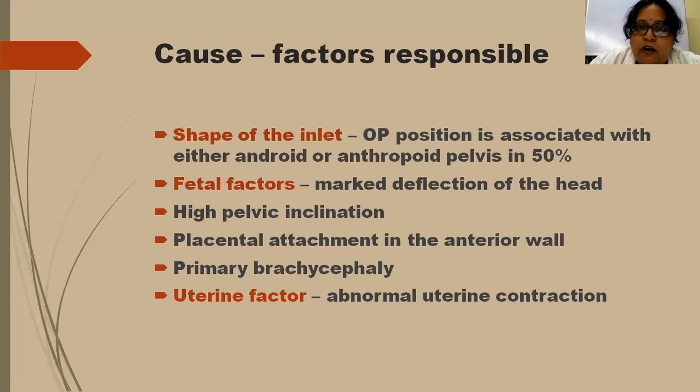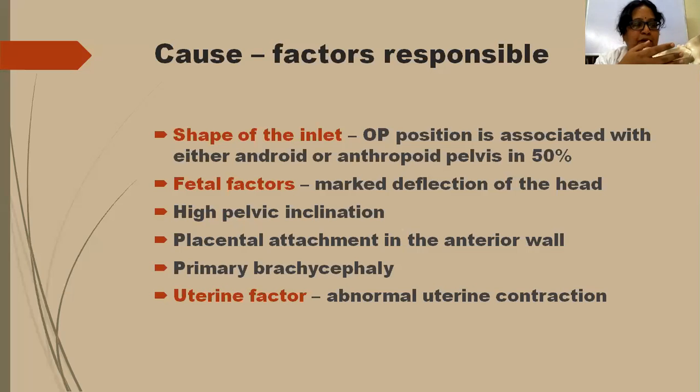So what are the factors responsible for the occipito-posterior position? The first is the shape of the inlet. If the shape of the inlet is either android or anthropoid, then it is 50% more common in such types of pelvis. I'll discuss what android and anthropoid pelvis are, where all the diameters of the pelvic inlet, cavity, and outlet are reduced.